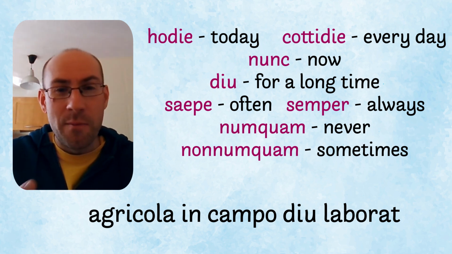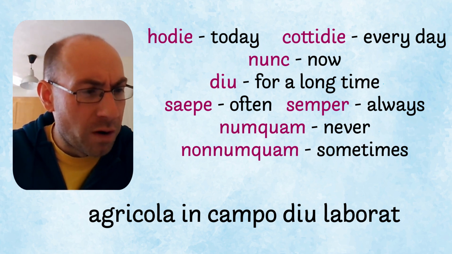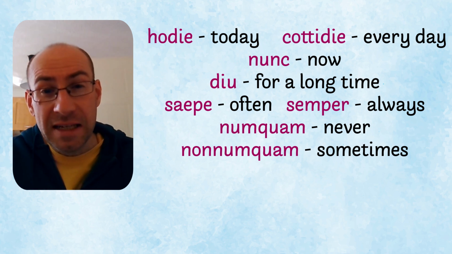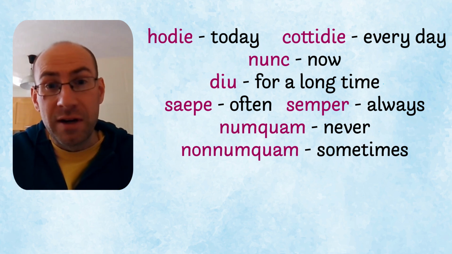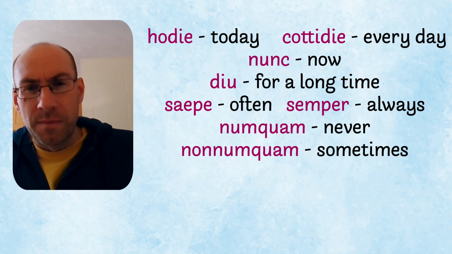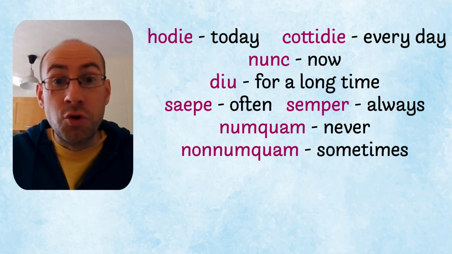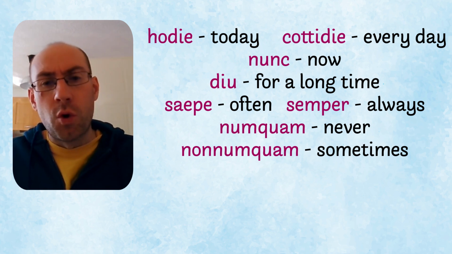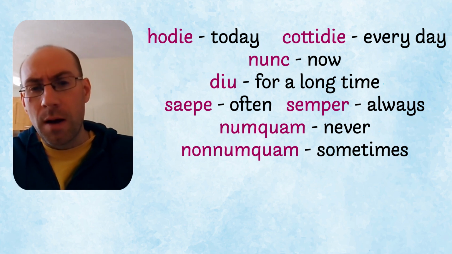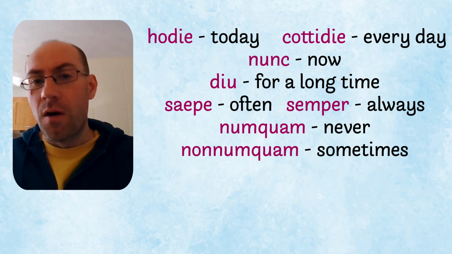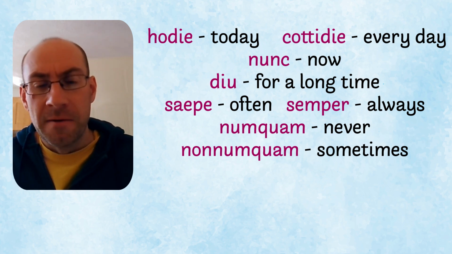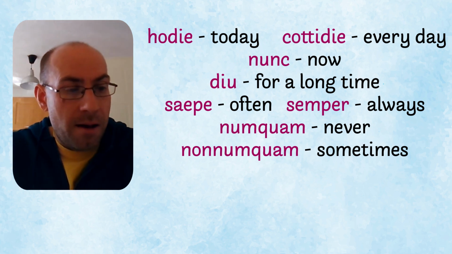Alright, so these are nice time phrases. Let's go through these one more time. What have we got, guys? We've got nunc, hodie. Let's add quotidie. Learn them as a pair. Today, every day. Hodie, quotidie. Diu, duration, for a long time. Numquam, never. Nonumquam, not never, sometimes. Saepe and semper, often, always. So those are adverbs of time.